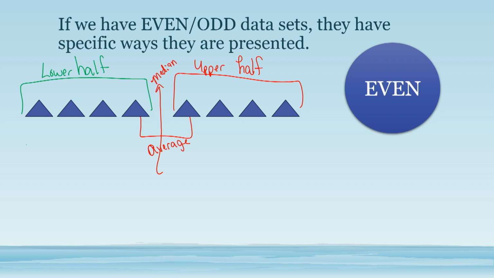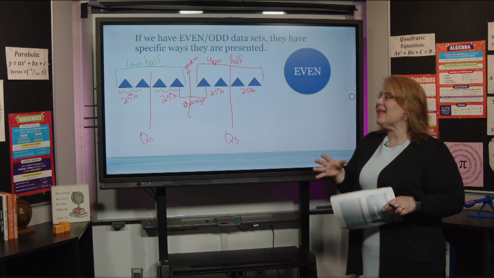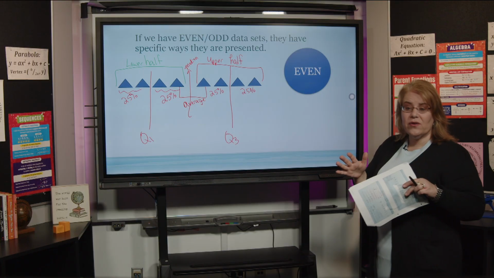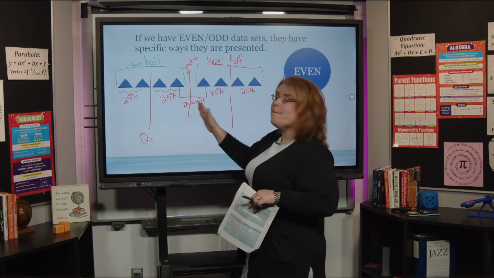All right, so obviously here would be my Q1 because 25%, 25%. And then if we look at the upper half, we split it in 2. This would be my Q3, and I would have 25% and 25%. So this is how I'm looking at this even data set. It is not that difficult to find the different parts except for that median where you're going to have to get the average to find that middle number.